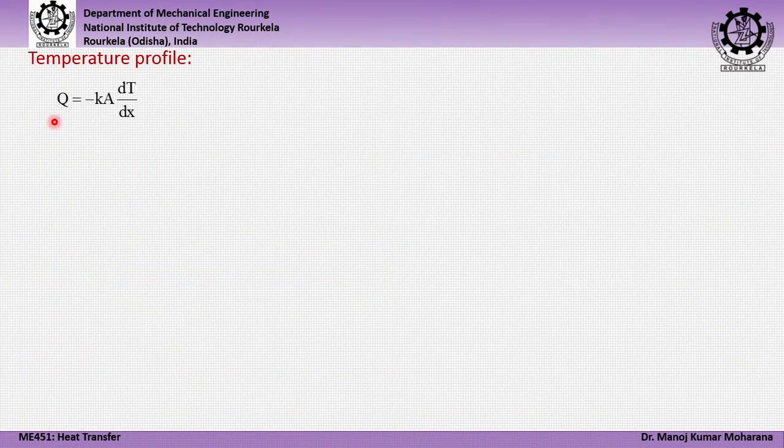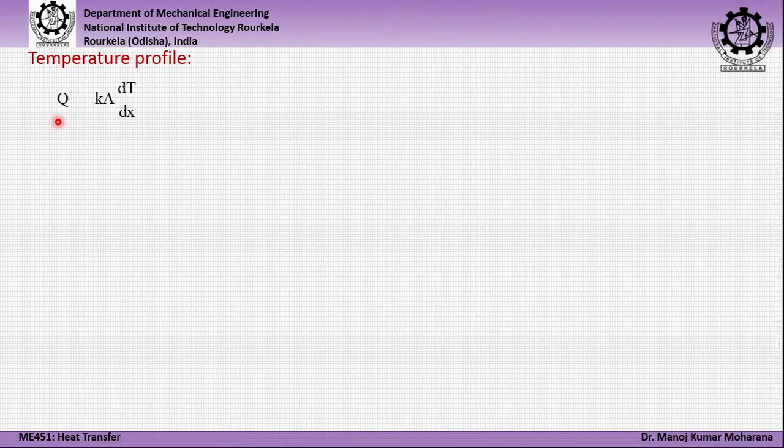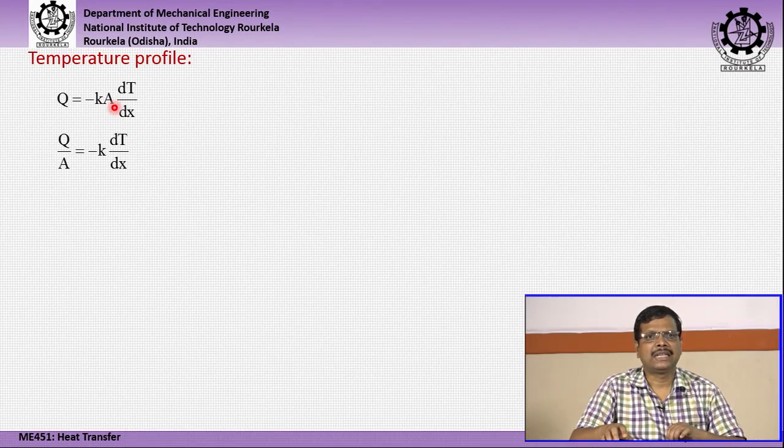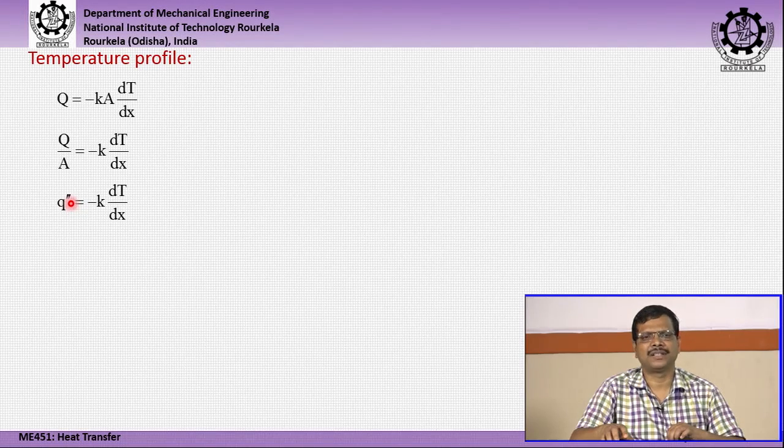Now you recall this expression Q equals minus K into A into dT by dx. This is nothing but the expression for heat conduction. Then you can rewrite it by taking the area to the other side. So, this becomes Q by A on the left hand side equals minus K into dT by dx. So, Q by A is nothing but your heat flux per unit area, which you can represent as Q double prime. So, that becomes minus K into dT by dx, and its unit will be watt per meter square.